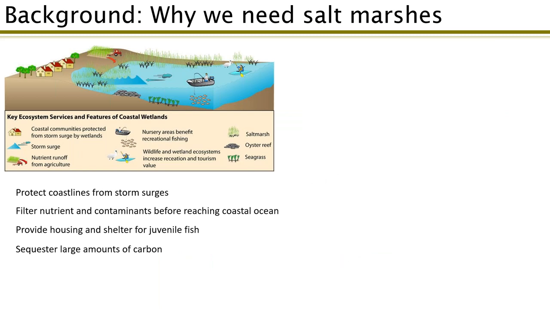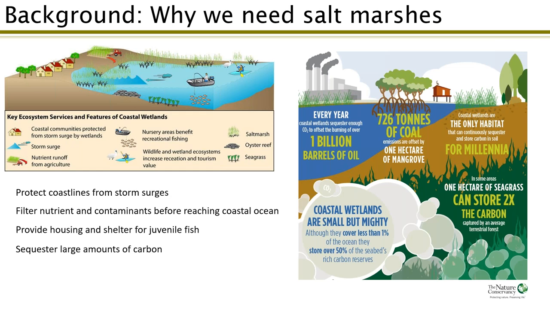So to take a step back, salt marshes are incredibly important ecosystems. They provide numerous ecosystem services, such as protecting coastline from storm surges. They filter nutrients and contaminants before reaching the coastal ocean. They provide housing and shelter for juvenile fish that eventually feed the offshore fishing industry. But what's not depicted here is that they also sequester large amounts of carbon. To put this in perspective, they sequester more per hectare than terrestrial ecosystems. And so they're an important carbon sink on the global scale.